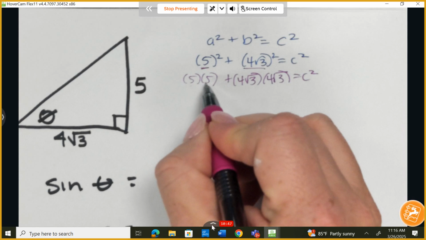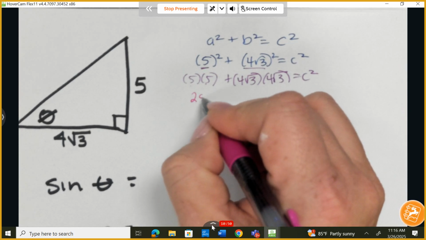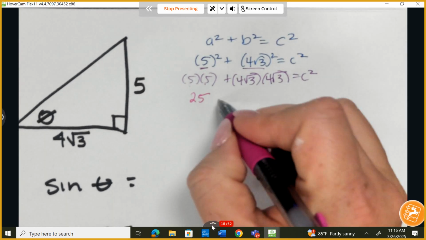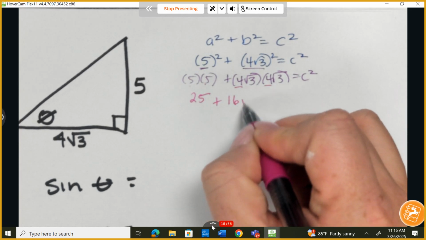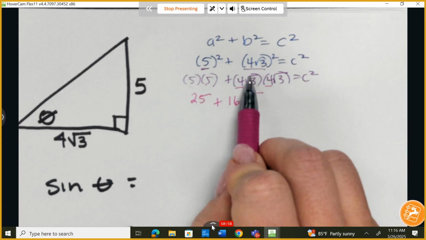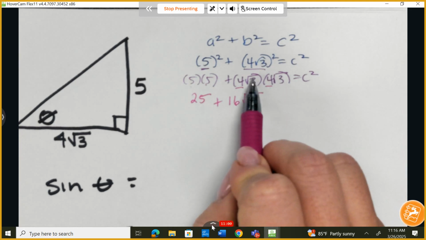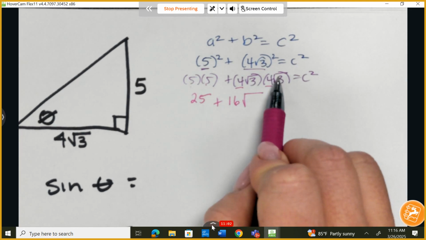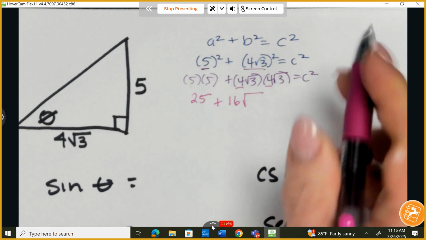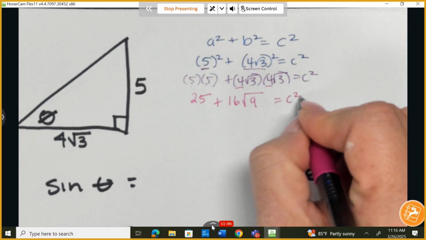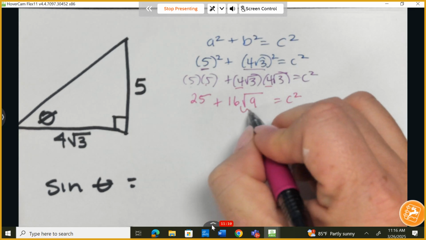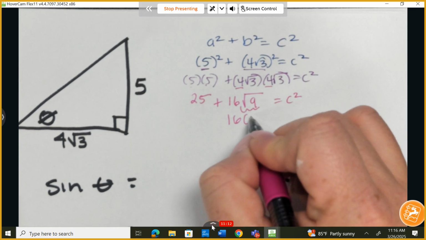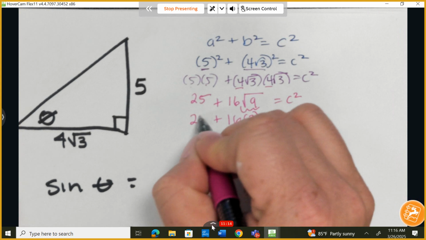I know 5 times 5 is 25. I know 4 times 4 is 16. And I know the square root of 3 times the square root of 3. Well, when you have square roots, you can multiply them and keep it underneath. So 3 times 3 is 9. What is the square root of 9? The square root of 9 is, in fact, no, you don't divide it by 2, but that's a good guess.